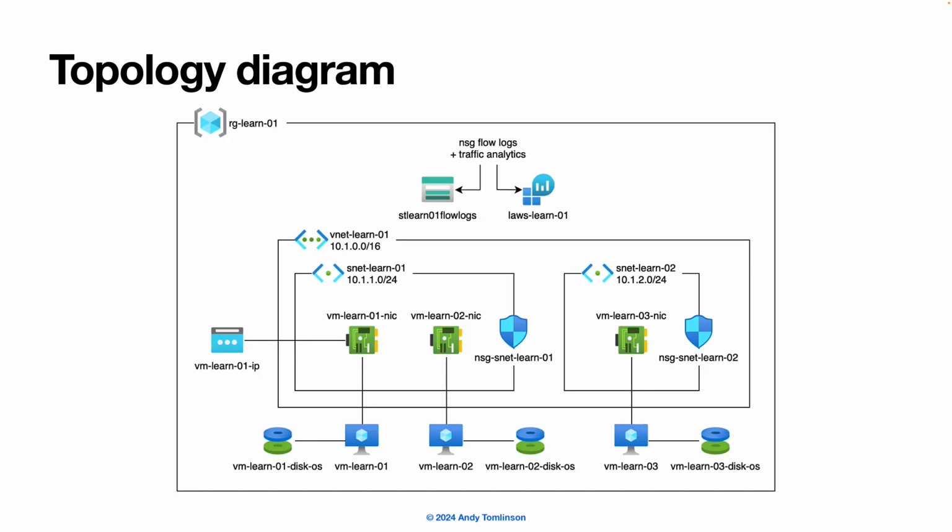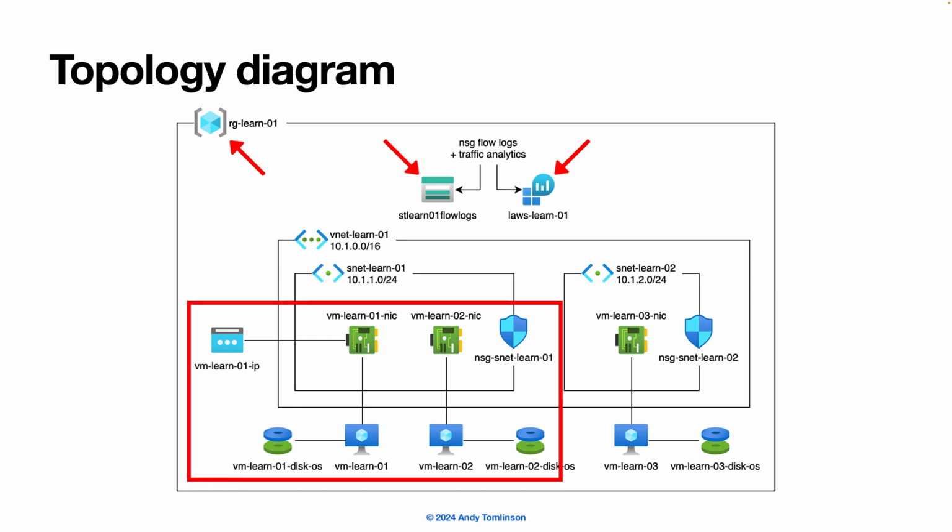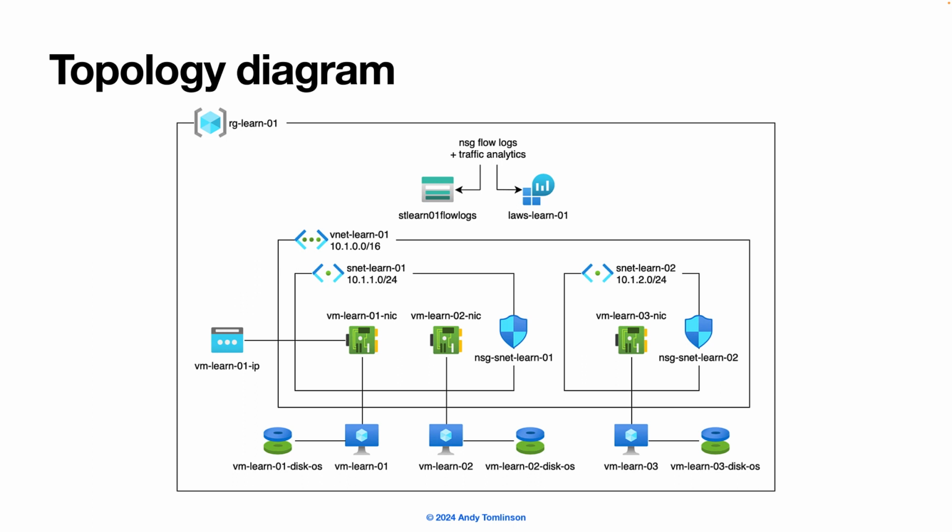Let's review the topology diagram for this lesson. First, let's recap on the resources we're reusing from the previous lessons. These include the resource group, the log analytics workspace and storage account, the first and second virtual machines and their associated resources, and the virtual network and its existing subnet. Inside the virtual network, we now also have a second subnet and its associated network security group. We also have the third virtual machine with its operating system disk and its network interface, which is attached to the new subnet within the virtual network.